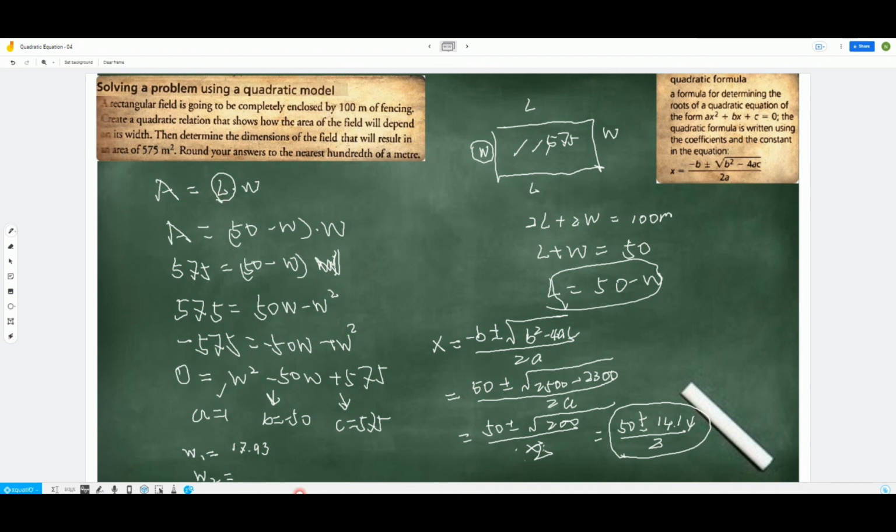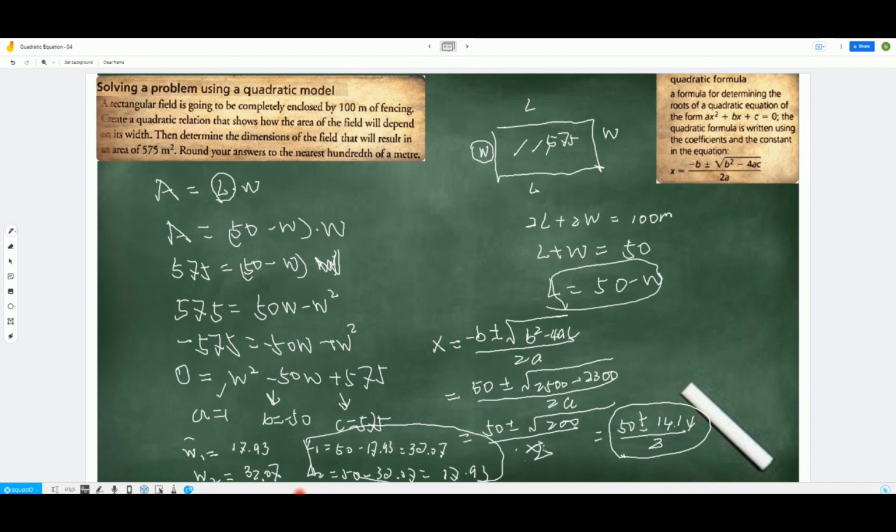Okay, this one is 32.07, taking the positive. So what about the length? If the width is 17.93, the length should be 50 minus 17.93, which equals 32.07. If the width equals 32.07, then L2 equals 50 minus 32.07, which equals 17.93. This is the solution for the length and the width. If the width is 17.93, the length should be 32.07.